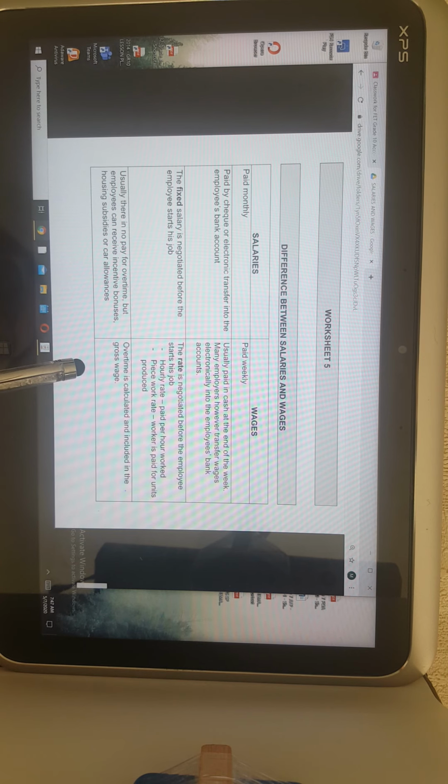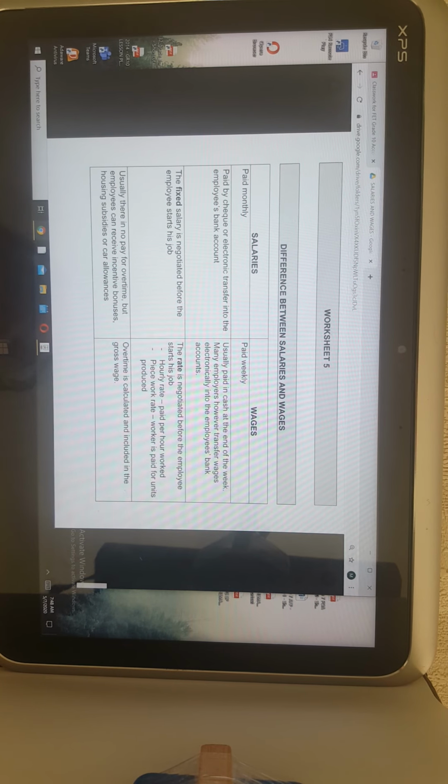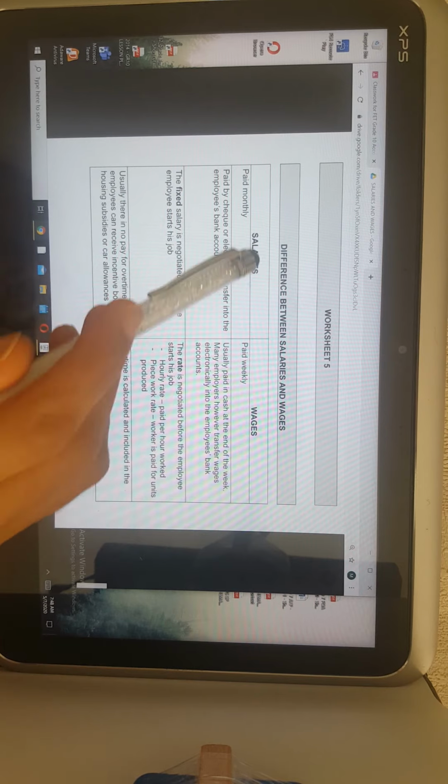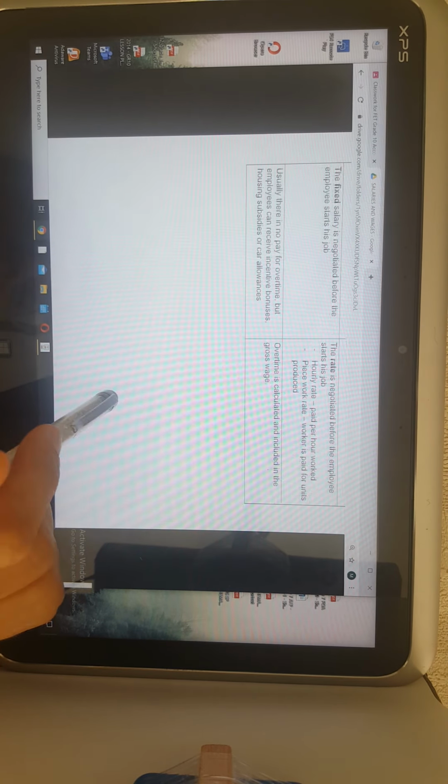And then in wages, overtime is calculated and included in the gross wage. So what happens with wages is that you work out the overtime rate, like I told you before, it will probably be like 30 Rand instead of 20 Rand according to the number of hours, and then you would add it in the gross wage, and you'll write it on the envelope. This is how many hours you've worked for me, here's your pay. Okay, so can you see the difference between salary and wages?